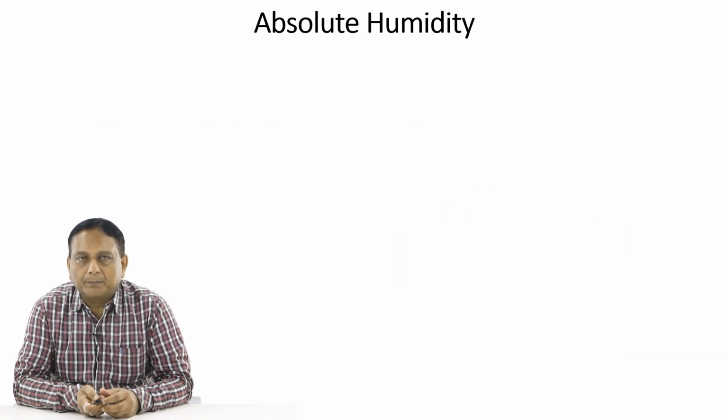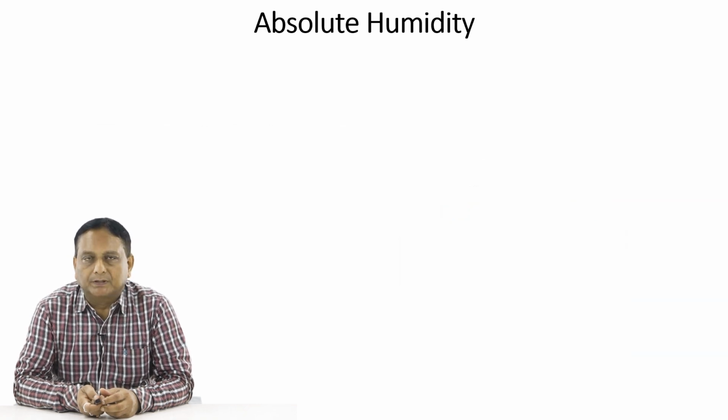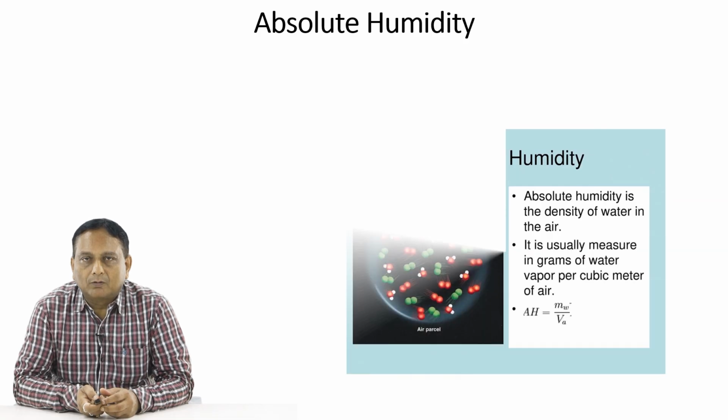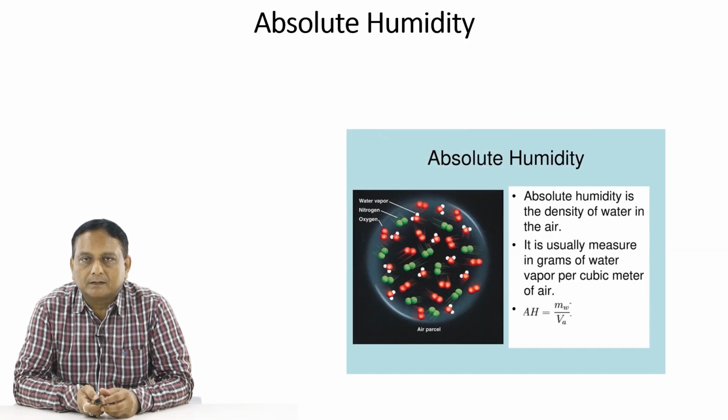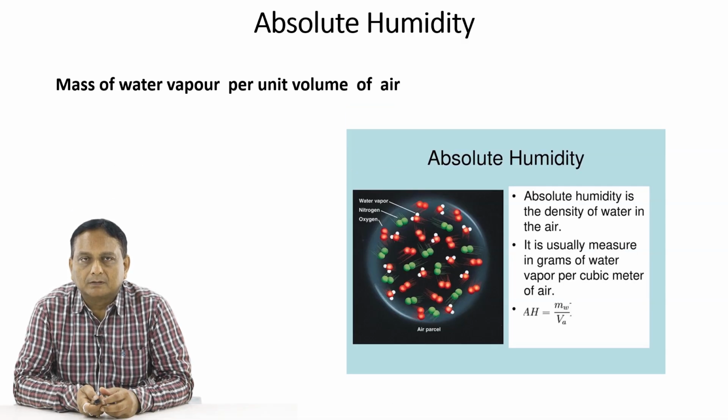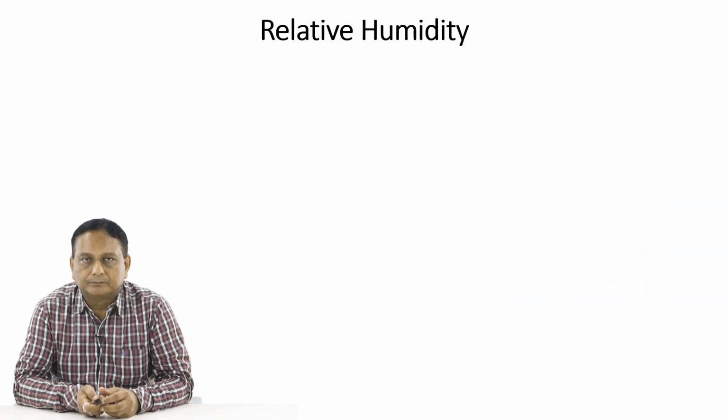Now what is the meaning of absolute humidity? Absolute humidity is the density of the water in the air. It is usually measured in grams of water vapor per cubic meter of air. Okay, so that is called the absolute humidity. In other words, it is the mass of water vapor per unit volume of air.